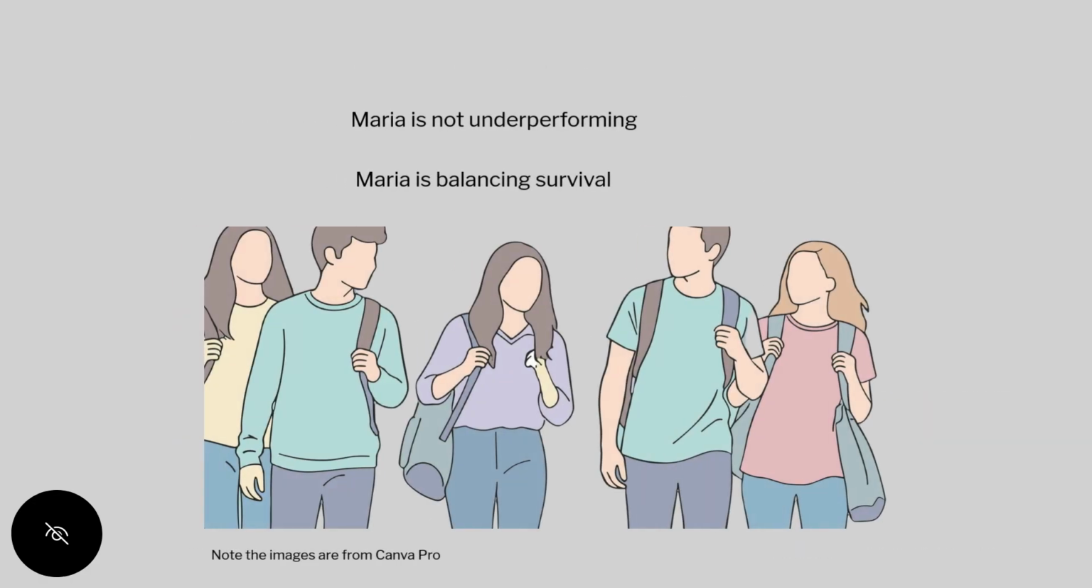So let's look back at Maria. Looking back at Maria's record reminds us the numbers represent real experience. Maria's real experience is that she's working. So when you look at all data and you change the filters, the data changes. Maria is not underperforming. She is balancing survival.